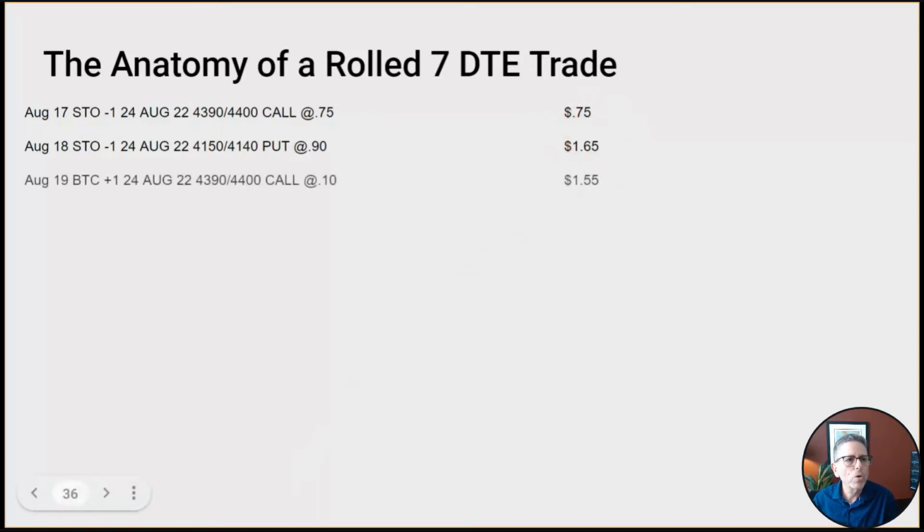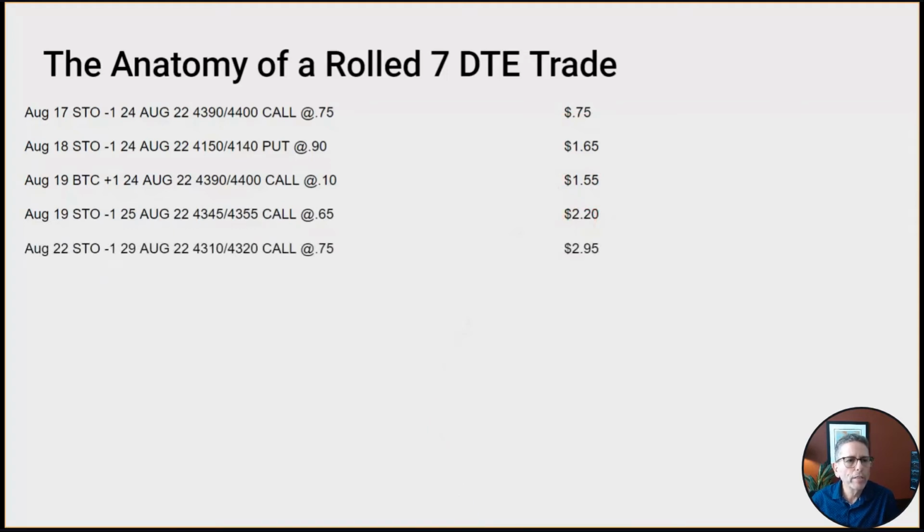Okay. So then I closed the call spread for 10 cents, and then I put on another call spread for 65 cents. So I lost the 10 cents here, but I gained 65 cents in credit here. Then I sold to open another call spread, and received 75, and then closed that call spread for 15.